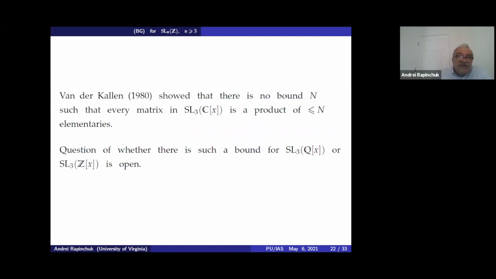So that's a positive result. So when we do have bounded generation, now let's go to the main result, which is actually negative.